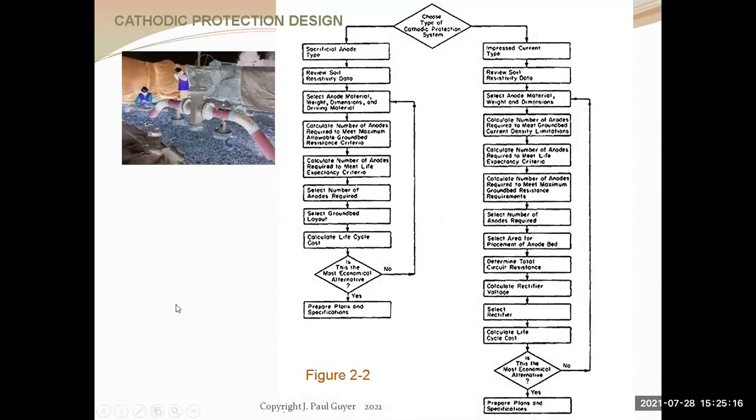Okay, now let's look at the design steps to design a cathodic protection system. And this flow chart indicates the design path for the two types of cathodic protection systems, the sacrificial anode system on the left, the column on the left, and the impressed current column on the right. So you start out up at the top, and the first thing you have to do is choose the type of cathodic protection system you are going to have to use.